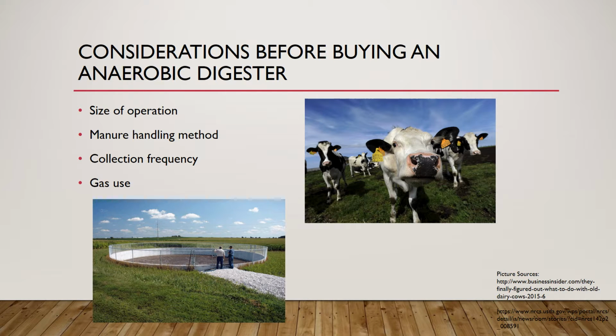One thing to consider before buying an anaerobic digester is the size of the operation. For example, anaerobic digesters are typically seen on dairies with more than 500 cows and hog operations with more than 2,000 pigs. Another thing to consider is the manure handling method on the farm. Anaerobic digesters work the best with liquid, slurry, or semi-solid manure. Anaerobic digesters are most efficient if at least 50% of the manure is collected daily. And the last thing to consider is the need for gas on the farm, or is there a market to sell the gas?